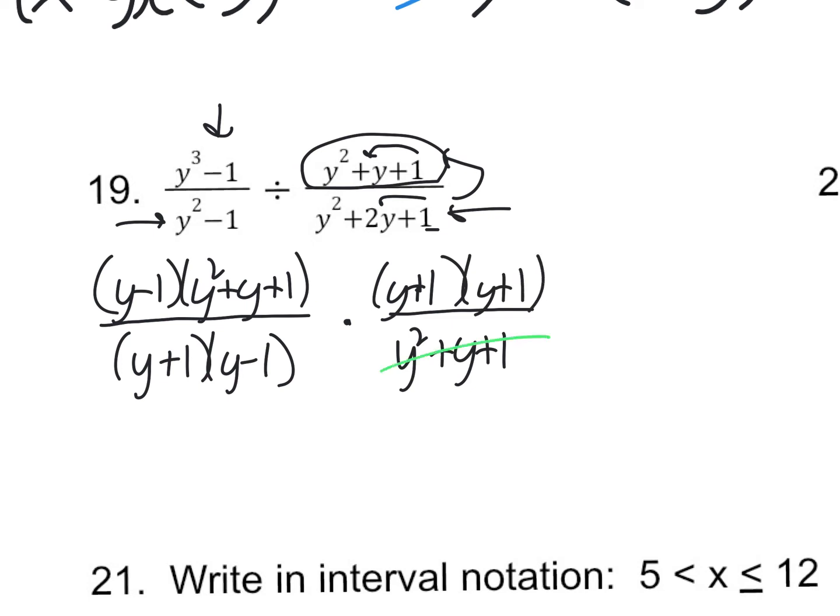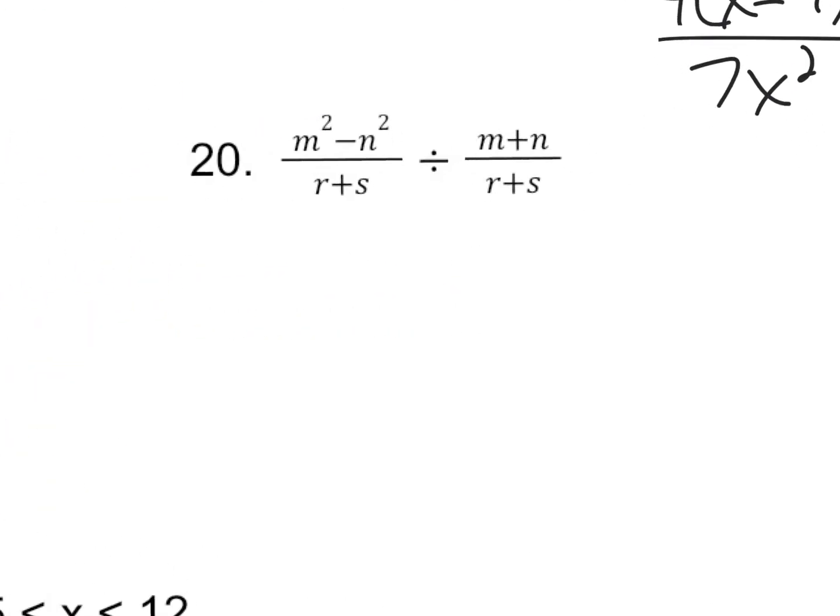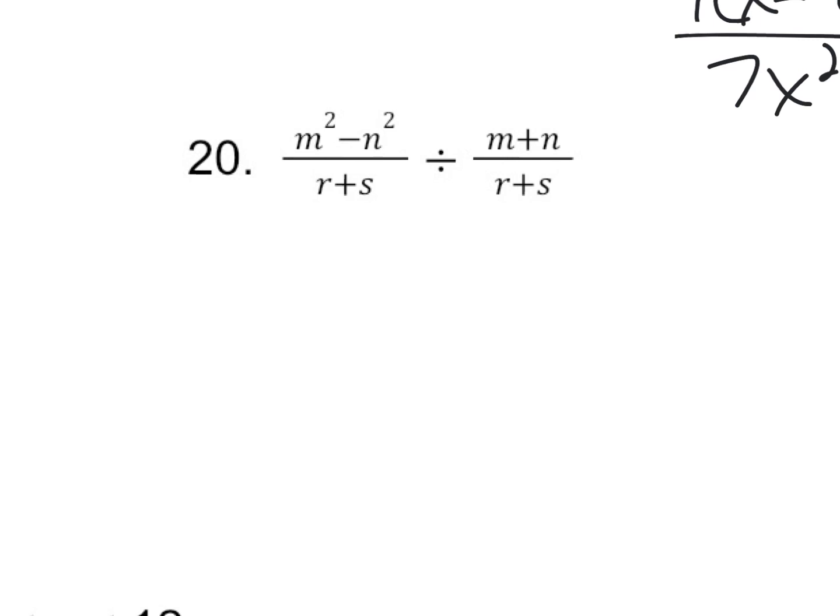The funny thing is that whole thing cancels with that whole thing. The y minus 1's cancel. The y plus 1 cancels with that y plus 1. So the only thing that's left is one of the y plus 1's on the top. So there it is. Number 20, actually easier than 19, believe it or not, which is kind of crazy.